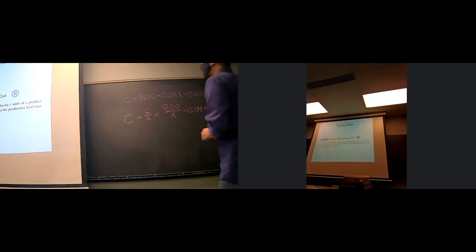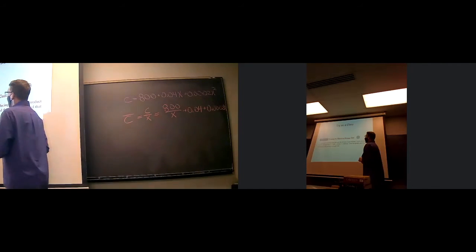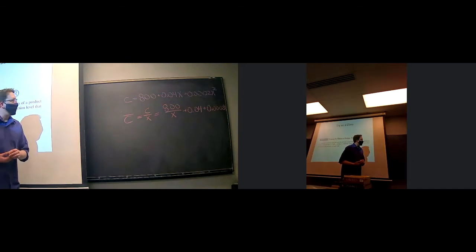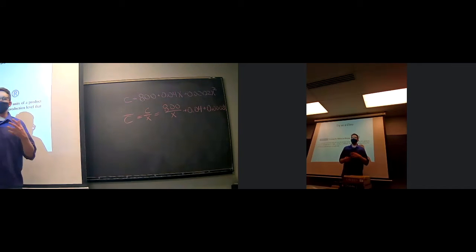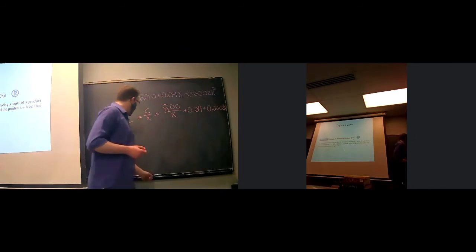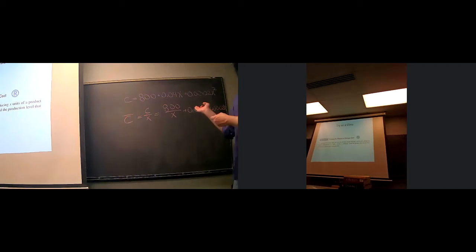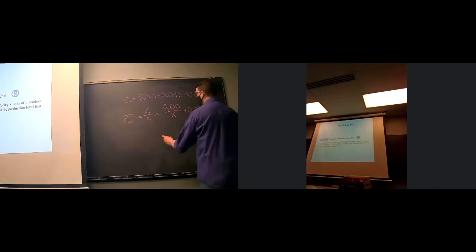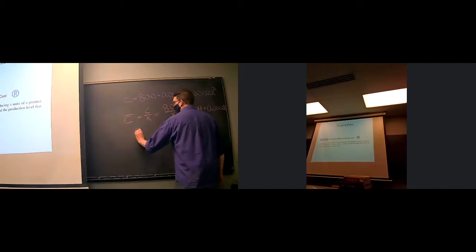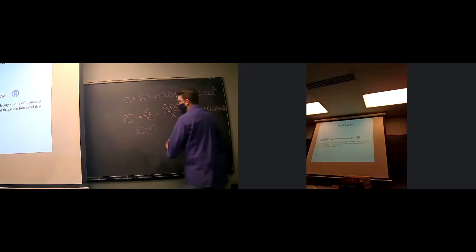All right, so now we've got the average cost. Next question, what can x be? What values can x take on? Anything 0 or bigger, right? Like we can't produce negative items. So x is equal to or bigger than 0.